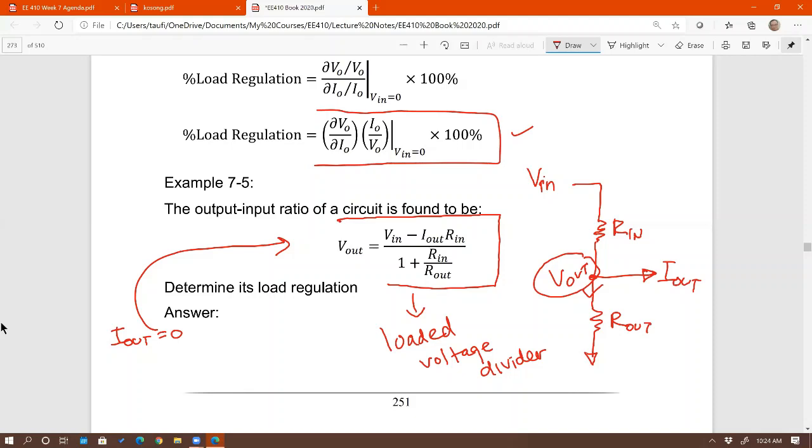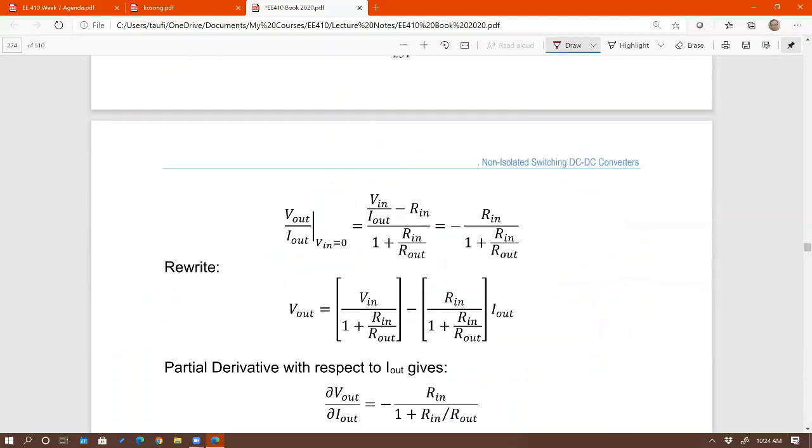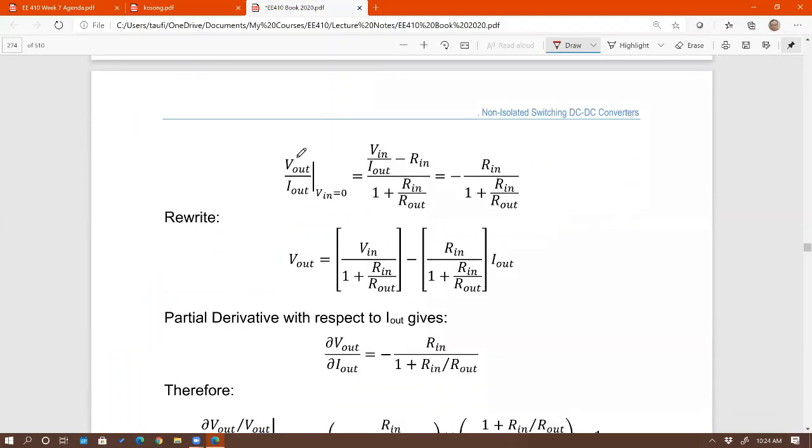Okay, let's determine the load regulation here, as you are changing I out. Following this equation, I need to find the partial derivative of V out with respect to I out, and then I out over V out when V in is equal to 0. So there are two terms that I need to do here, the first term and the second term. Okay, let's do that. First, V out over I out. Any questions?